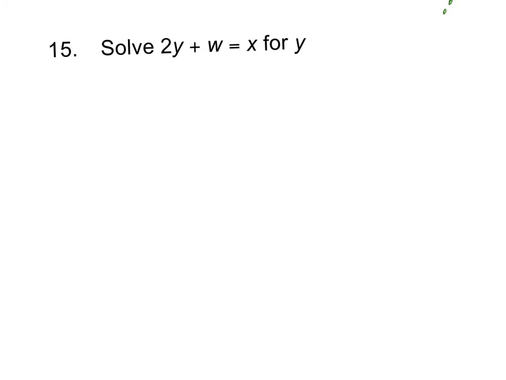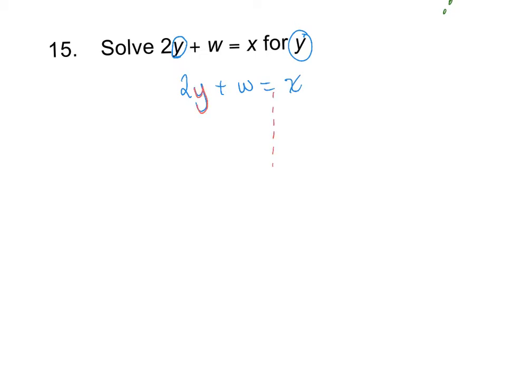Solving literal equations. We're solving for y. So I always circle or make a note of what it is that I am solving for. In this case, you're treating it in the same way that you would when you're solving an equation regularly. The difference is that you're not going to get an actual answer. So when you look at this, the equation that you have is 2y plus w is equal to x, and we are solving for y.